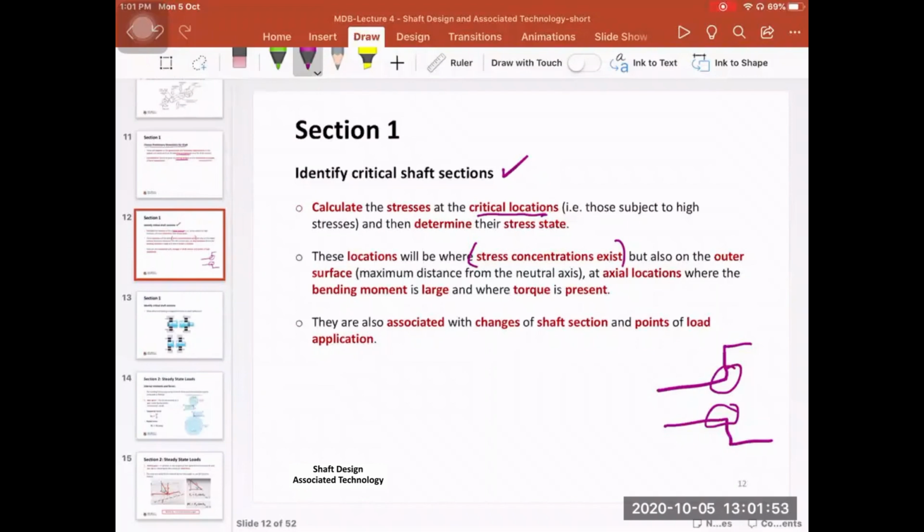Okay, so they are also associated with points of load application. When the load is applied at some point, this is considered a critical location. So critical locations are where stresses are maximum, where loads are applied, and where there is stress concentration due to sharp edges. These are the critical sections on the shaft we need to consider for design.